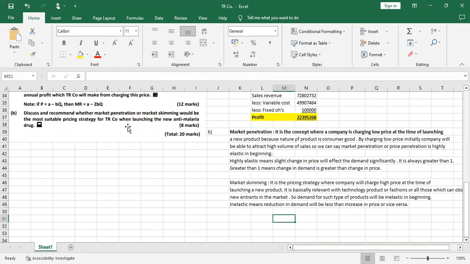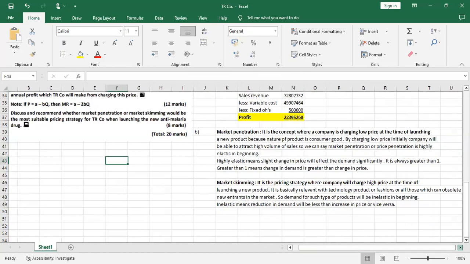Now I am coming back to this part. He says that what is suitable for the TR. I have explained everything for these 8 marks. So now after this explanation, he says that what is suitable for the TR company for anti-malaria medicine or drug.